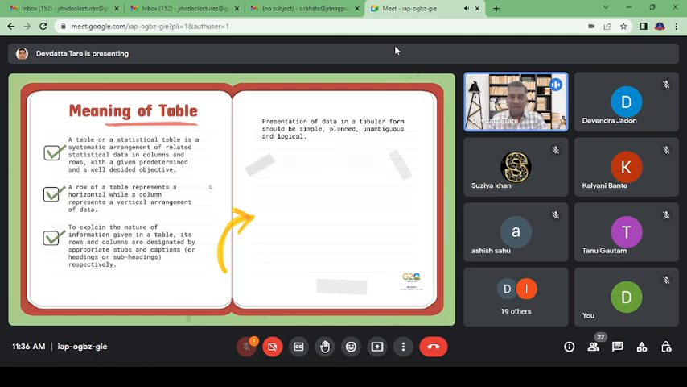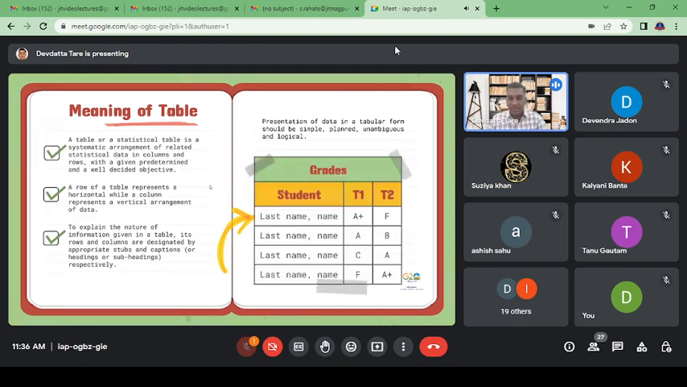Now what is that predetermined and well-decided objective? See, now the table has popped up on your screen. Now this is a table. This is nothing but a simple grade sheet or grade card, you can say. It's a simple table, which we have seen from our childhood. So it's a table and it is a systematic arrangement of what? Data. Now what data is it having? It is having data of students.